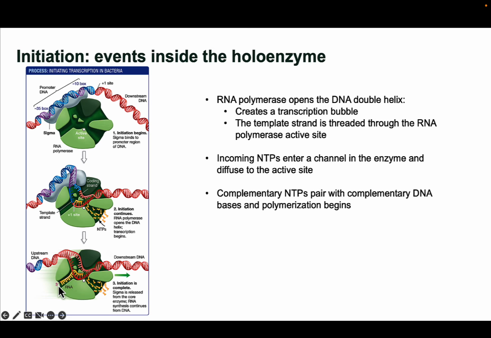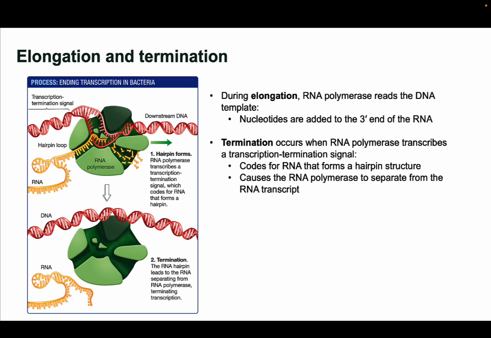And then the forming mRNA template, as it elongates, exits through a separate port on this holoenzyme, on the RNA polymerase part of it. So that's what's going on in initiation. And so during elongation, the RNA polymerase continues to read the template. And the nucleotides are, again, being added to this 3' end, and they're just going to be added on and on and on. But how do we know when to stop?